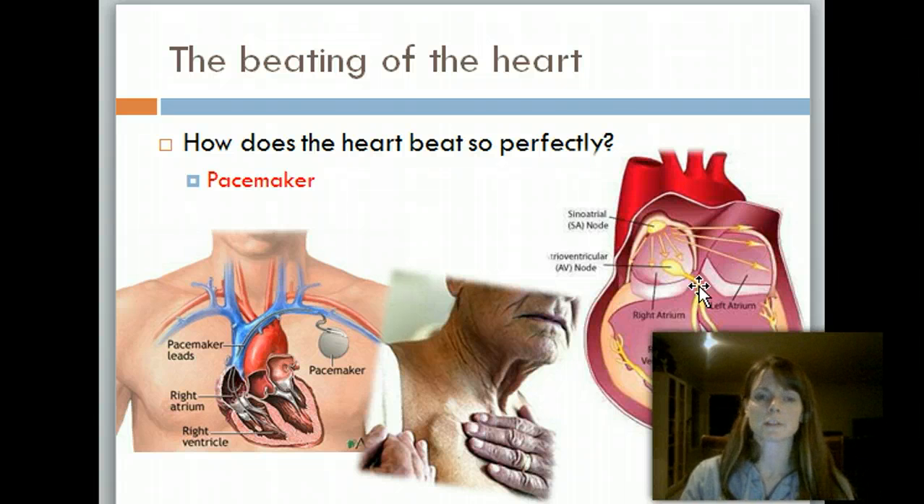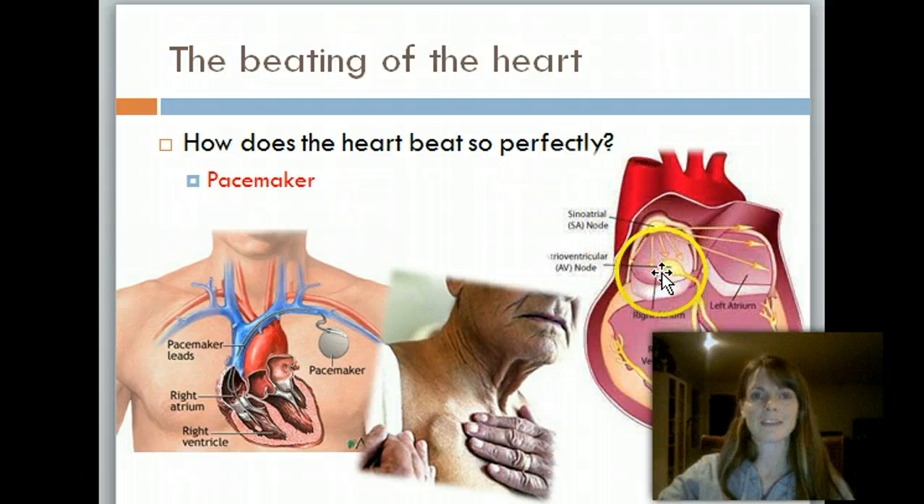Okay, so the beating of the heart. The reason why our heart beats is because it has this natural pacemaker, okay?